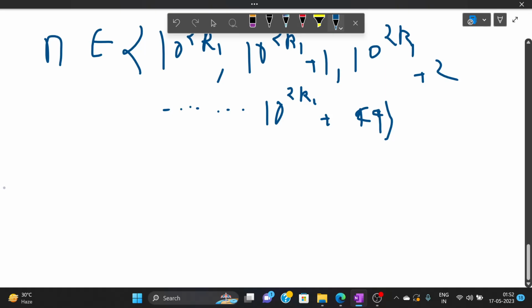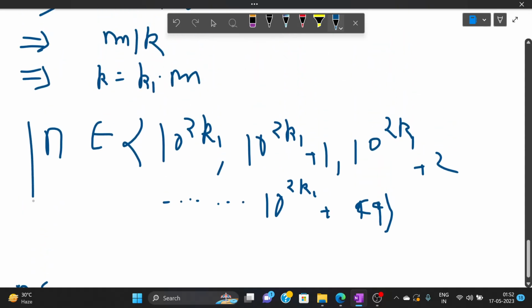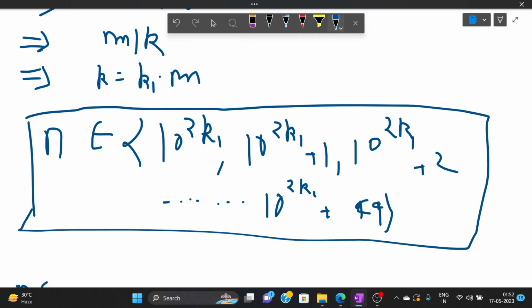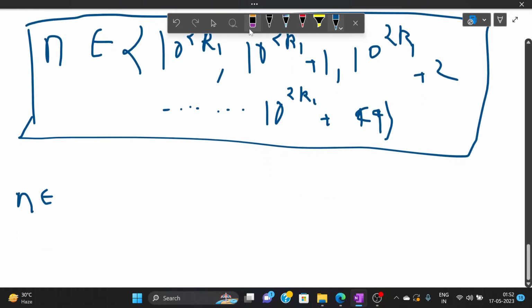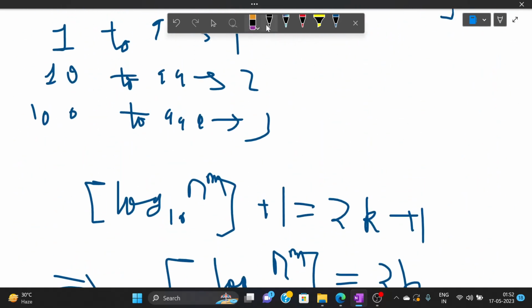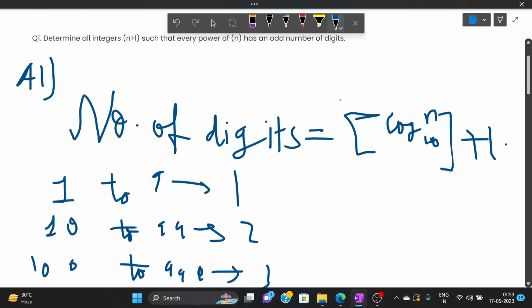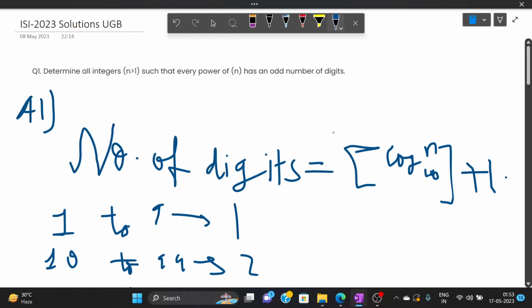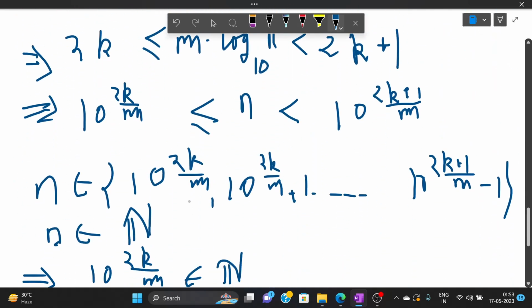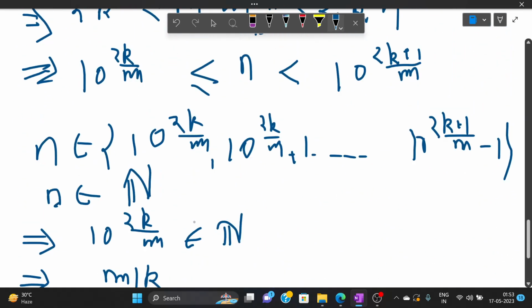So overall, the final solution is: n belongs to this set. This is the final solution. Now this was a pretty tough problem, and reducing this problem in the examination hall, if you don't know this formula, is completely impossible. If you know the formula, still making so many equations is a tough task to do.